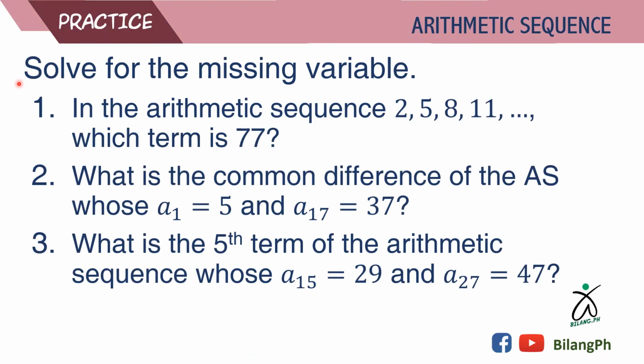Practice time. Solve for the missing variable. Number 1, in the arithmetic sequence 2, 5, 8, 11, and so on, which term is 77? Number 2, what is the common difference of the arithmetic sequence whose first term is 5 and whose 17th term is 37? Last item, what is the fifth term of the arithmetic sequence whose 15th term is 29 and whose 27th term is 47? I suggest, i-pause muna ang video para mas mahaba ang time na magsagot.